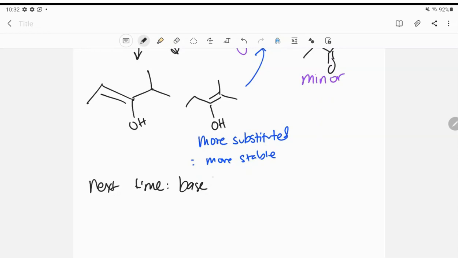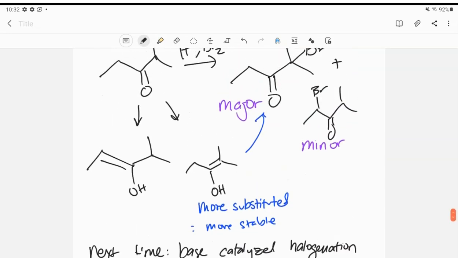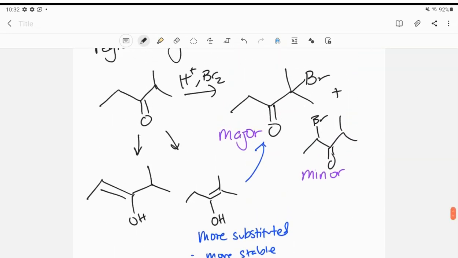The base catalyzed halogenation. And then we'll look at the HVZ halogenation of carboxylic acids. That's what we'll look at next time. We'll start there and then we'll keep on going. Maybe we'll get to the aldol reaction. That'll be fun. So we'll go from there. So any questions on the halogenation idea?